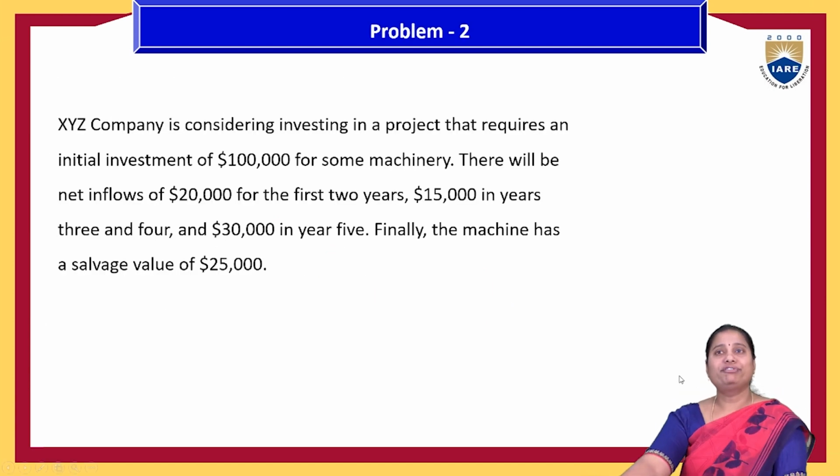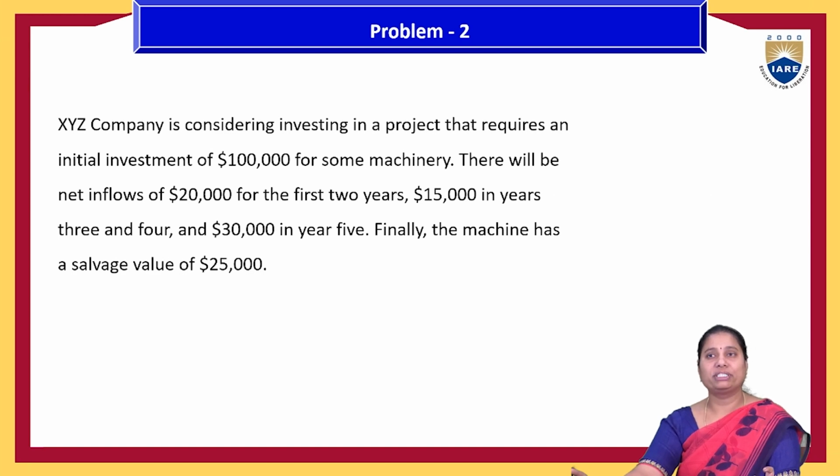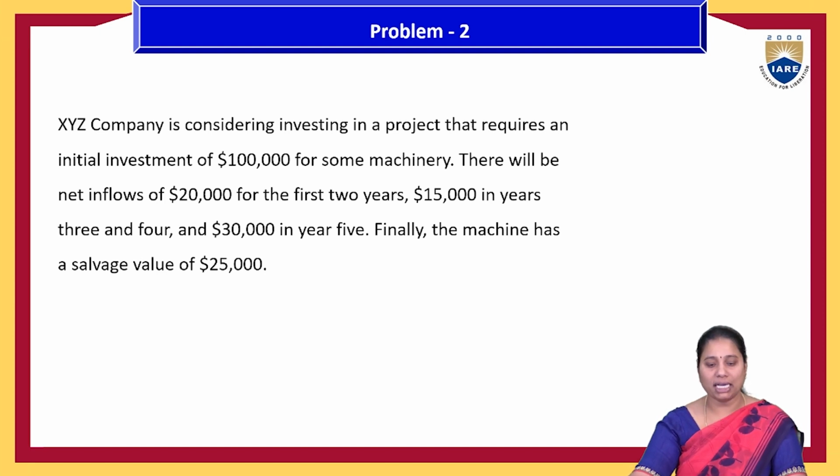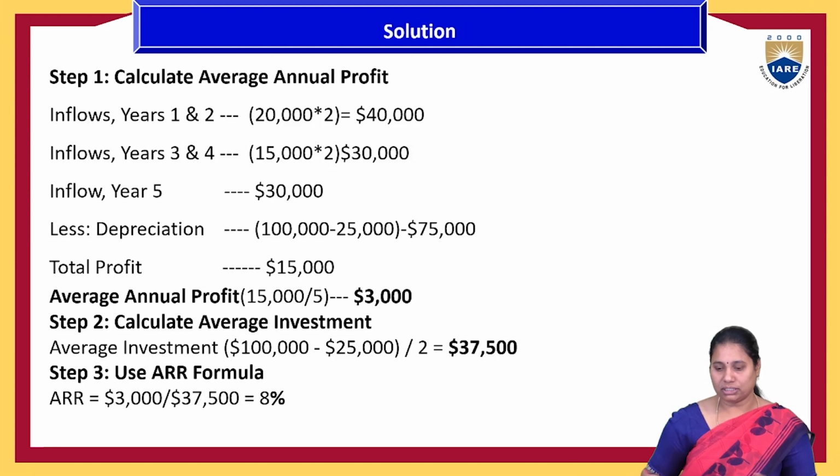Now the problem 2. XYZ company is considering investing in a project that requires an initial investment of 1 lakh for some machinery, which will have a net inflow of 20,000 for the first 2 years, 15,000 in the 3rd and 4th years, and 30,000 in year 5. Finally, the machine has a salvage value of 25,000.